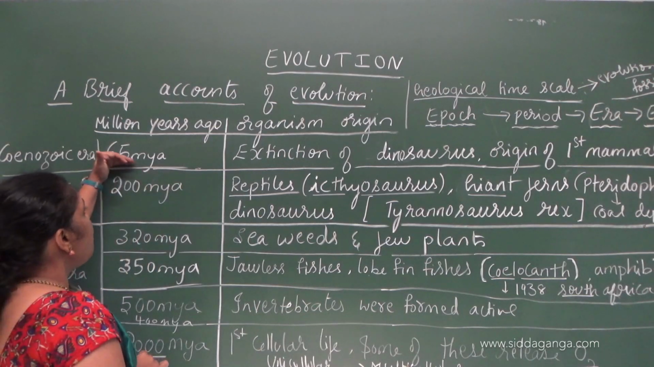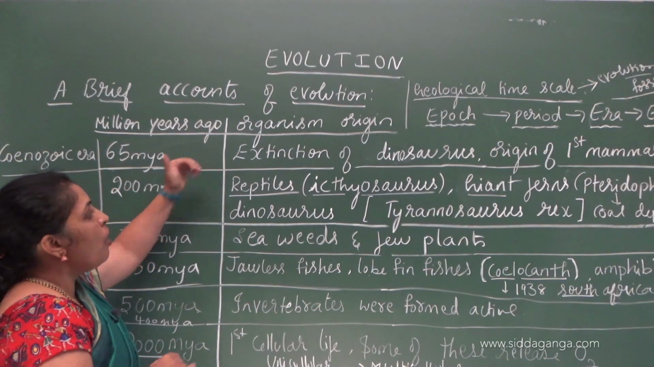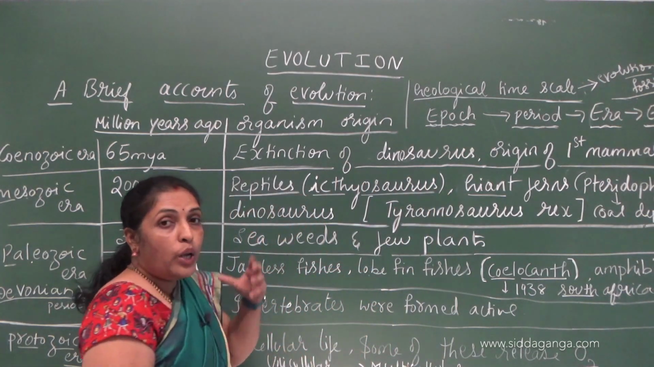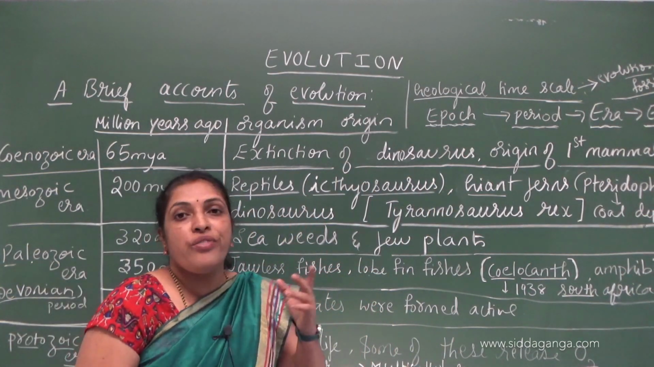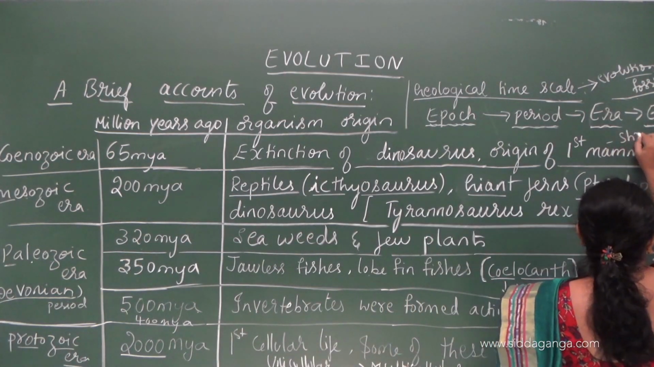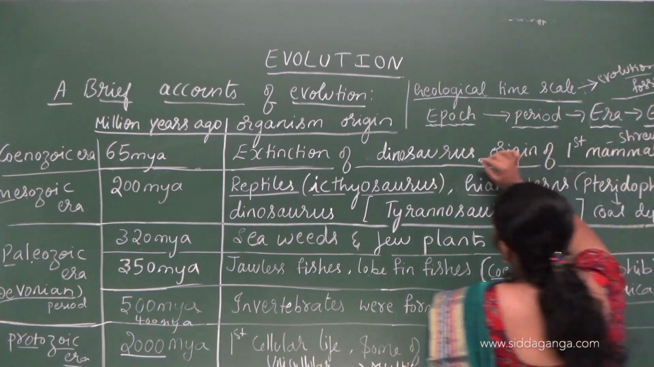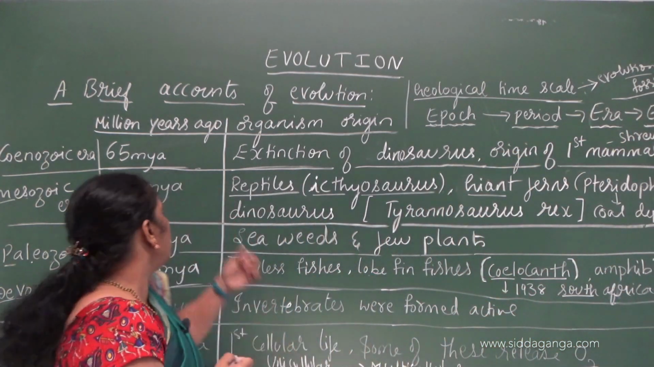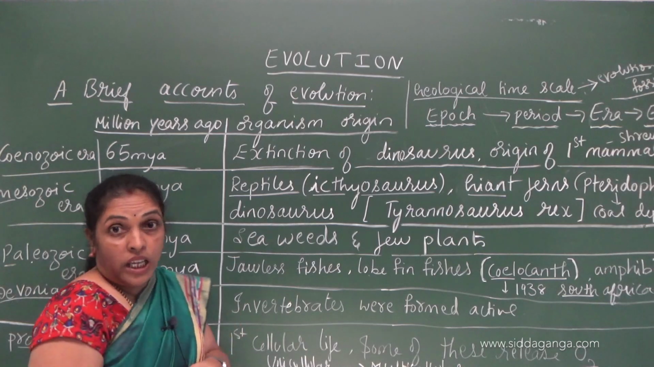And 65 million years ago, we see the sudden extinction of dinosaurs, and during that era, the origin of the first mammals like the shrew was seen. So the extinction of dinosaurs occurred 65 million years ago.